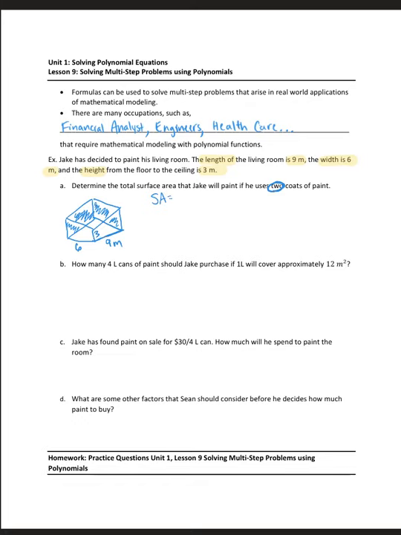So we need to calculate the surface area and then look at, well, what are we trying to cover here? We're trying to cover 2 walls that represent the length and the height of the room, and then 2 walls that represent the width and the height of the room, right? These long walls, these 9 by 3 walls, we have 2 of those. So we'll have 2 times 9 by 3. And then the shorter walls, we have 2 of those. Those are 6 by 3 walls.